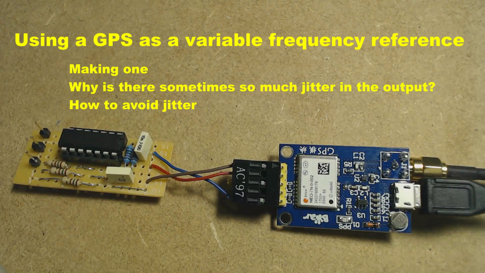In this video, I'm trying to use a GPS as a variable frequency reference standard to check the accuracy of anything in the lab that measures and displays frequencies. I'm going to briefly cover the type of GPS that can be used and the ways to construct such a standard and how I made mine.